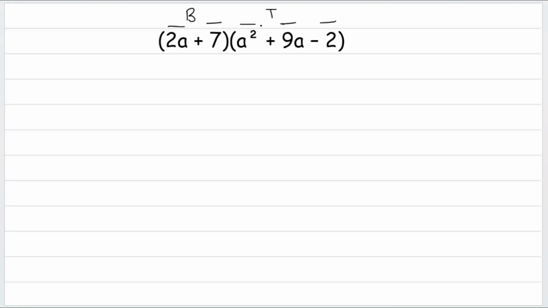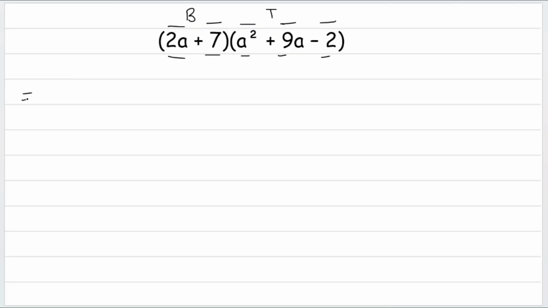It's very simple. All you have to do is to distribute the terms of the first parenthesis with all the terms of the second parenthesis. In other words, you have to multiply the terms of the first bracket with all the terms of the second bracket, and for that we are going to use distributive property.